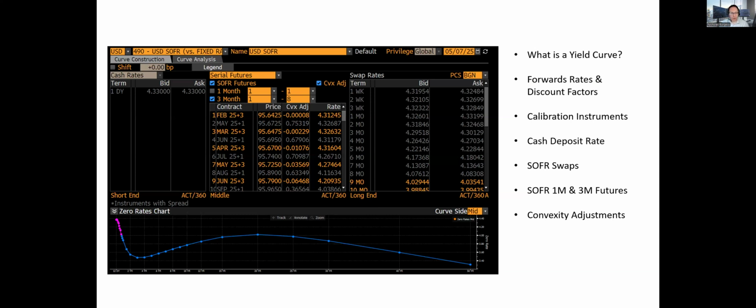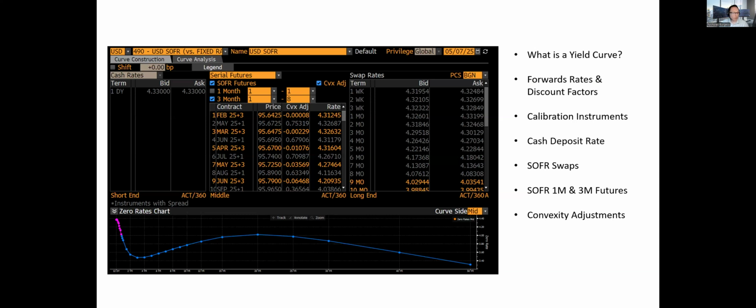Now, the way that we build a yield curve is that we take a collection of calibration liquid instruments in the market, and we know the prices of those instruments, and then we work backwards. We work out what interest rates and what discount factors we would need to use to reprice these instruments. We take that information and we create a yield curve. And that's called the calibration process.